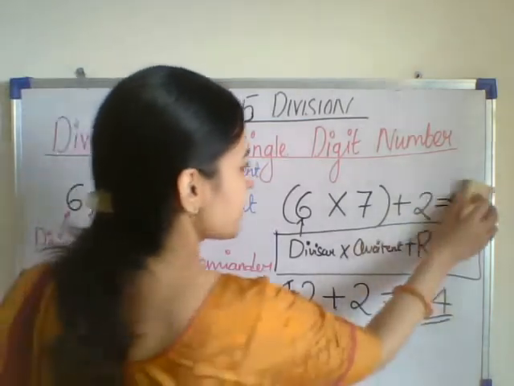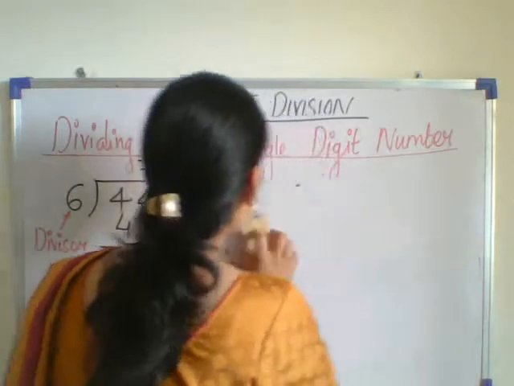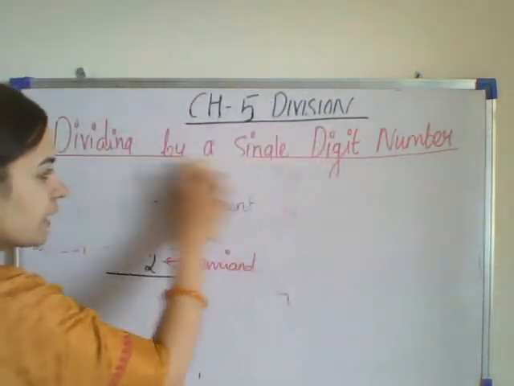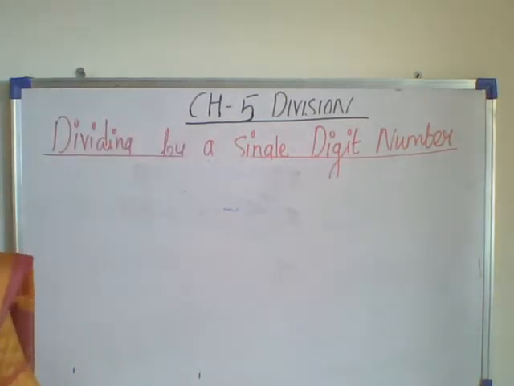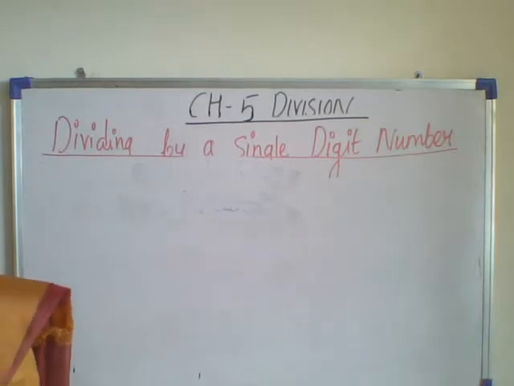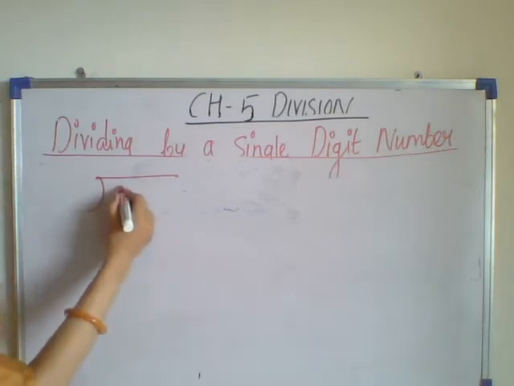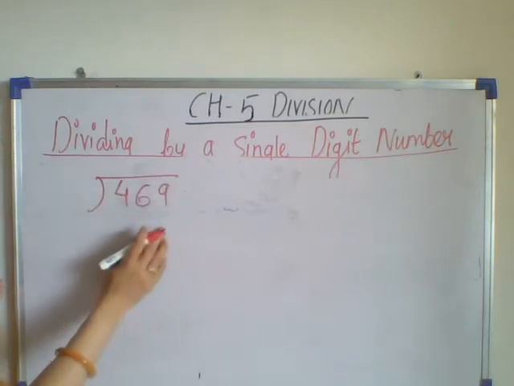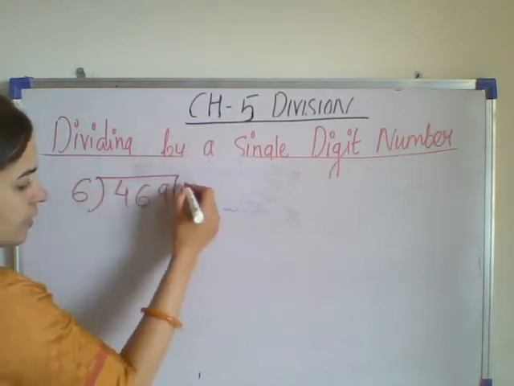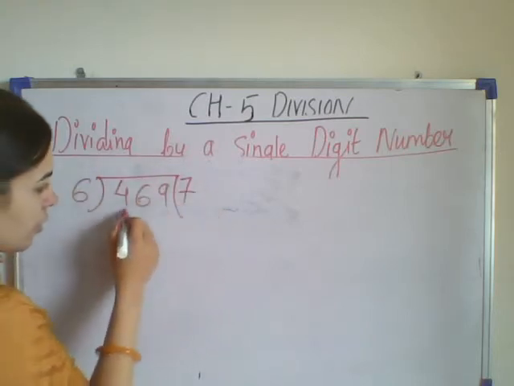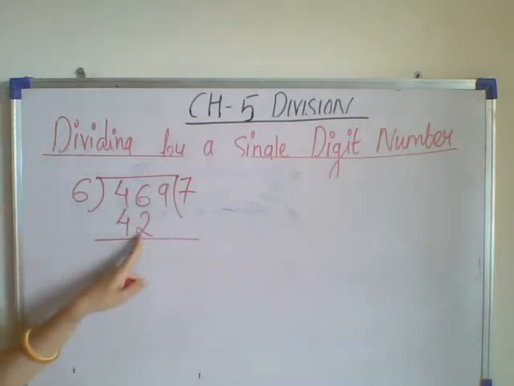Let us study one more example. In order to check the division, we will be taking one digit number. Let us take another example, that is, in the brackets I am taking 469 and here is 6. So let us divide it. 6 sevens are 42. 6 minus 2 is 4.